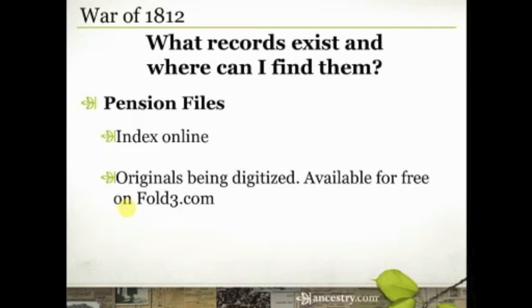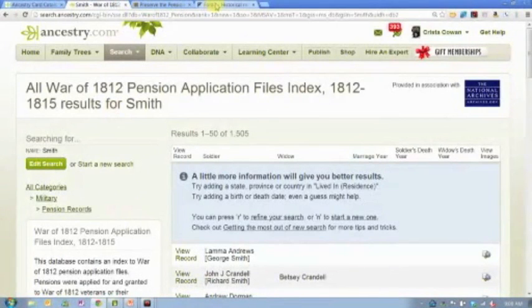They're available on fold3.com. So you go to fold3.com, and if you haven't been there before, just sign up for a free account, and you should be able to then see the pension files that have been digitized so far. These records are being made available as they are being digitized, so you don't have to wait till they're finished. Let me show you where you can see those.